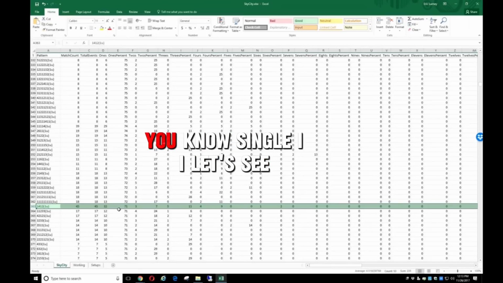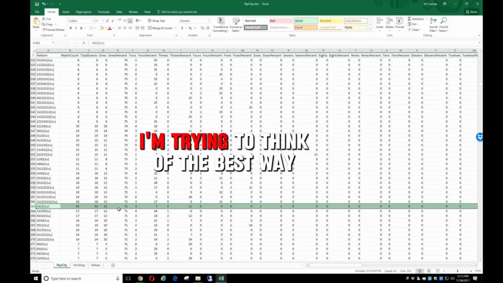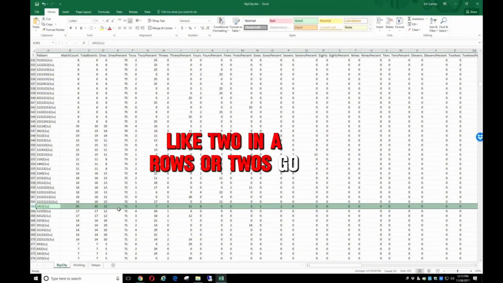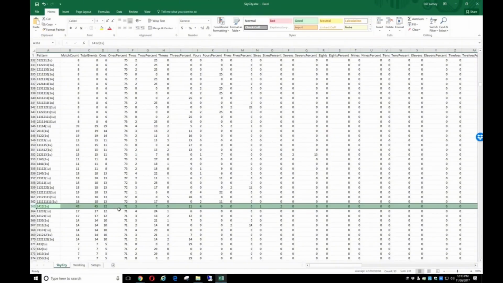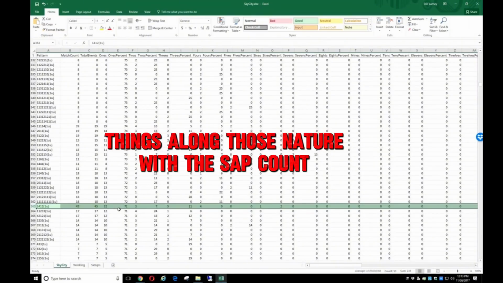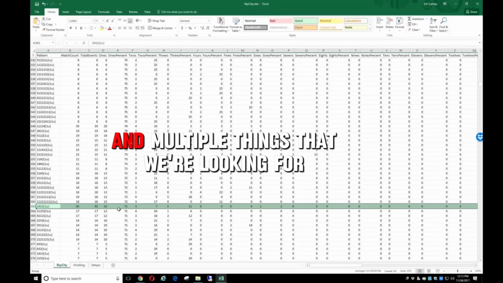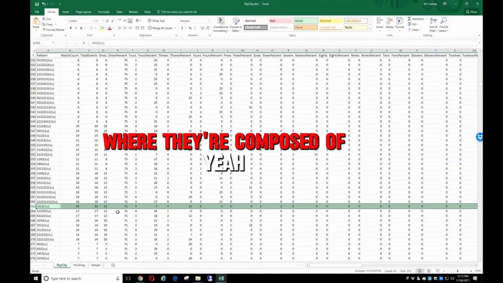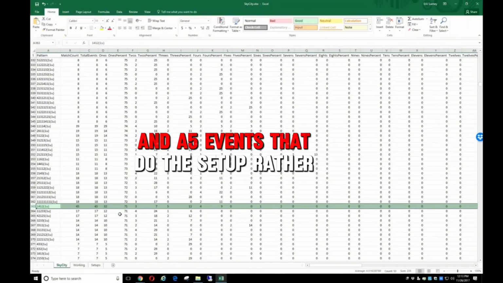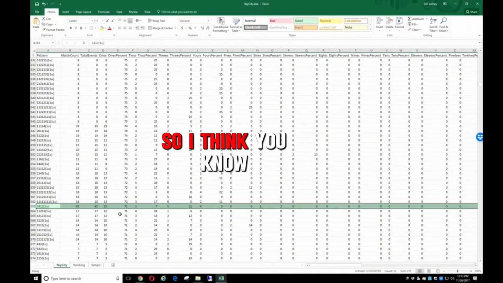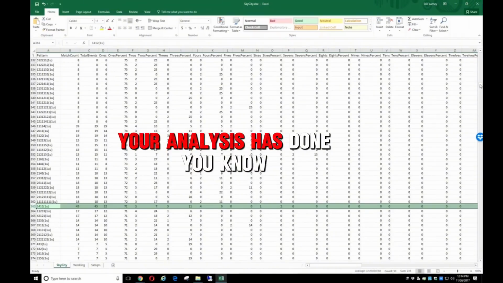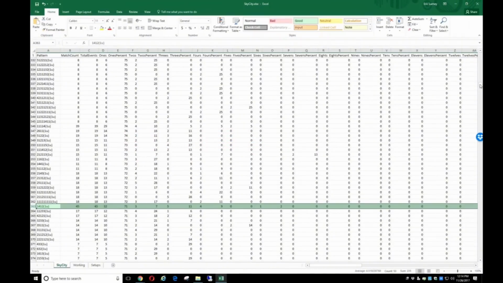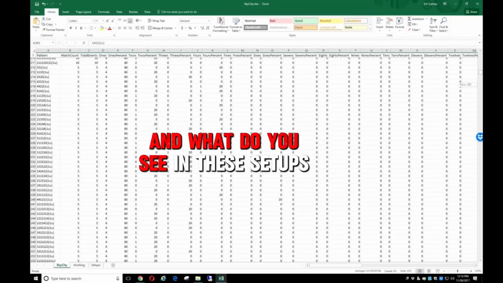always look for single, let's see, I'm trying to think of the best way to describe it. Like non-complex events, like 2 in a rows or 2s go to 3s or 3s go to 4s, things along those natures with the SAP count. These are compound events now, with multiple things that we're looking for, multiple triggers, where they're composed of 3, 4, and 5 events that do the setup rather than just one. So I think your analysis has done a phenomenal job of trying to quantify what you look for and what you see in these setups.